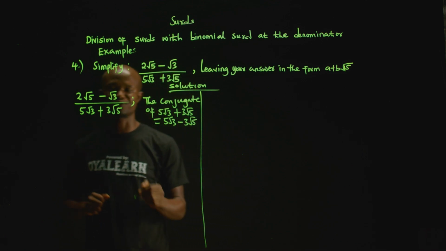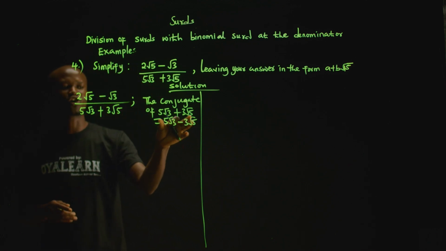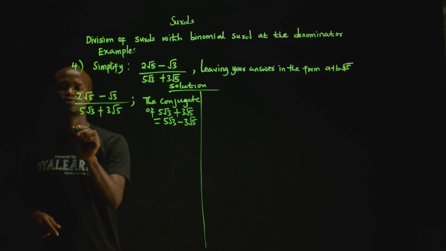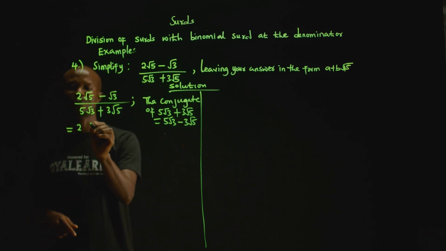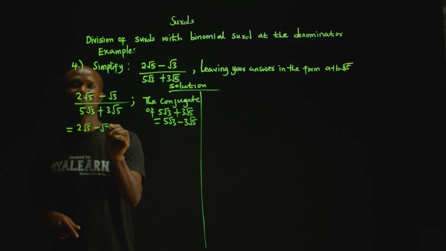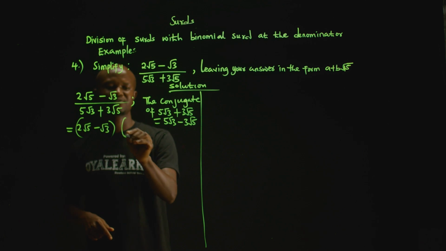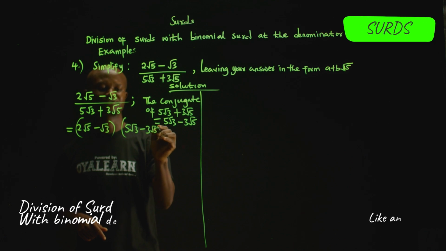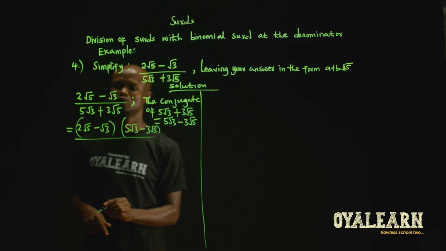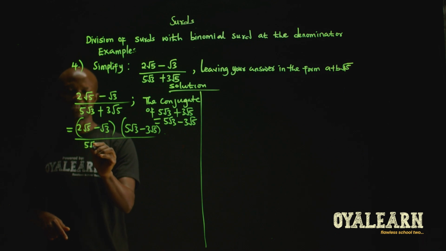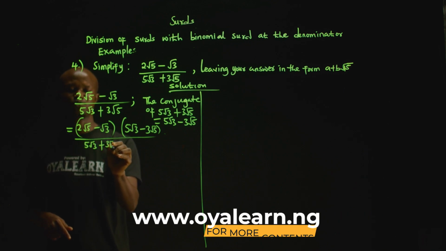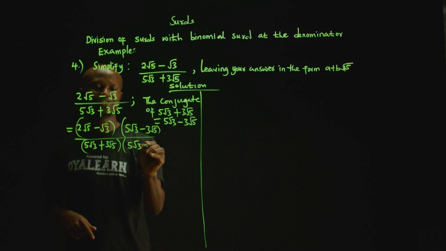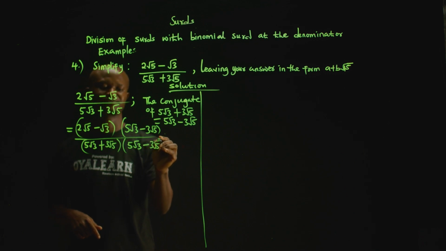So this is irrational. For us to make it rational, we are going to use the conjugate to multiply both the numerator and the denominator. So this equals (2 root 5 minus root 3) multiplied by (5 root 3 minus 3 root 5), divided by (5 root 3 plus 3 root 5) multiplied by (5 root 3 minus 3 root 5).